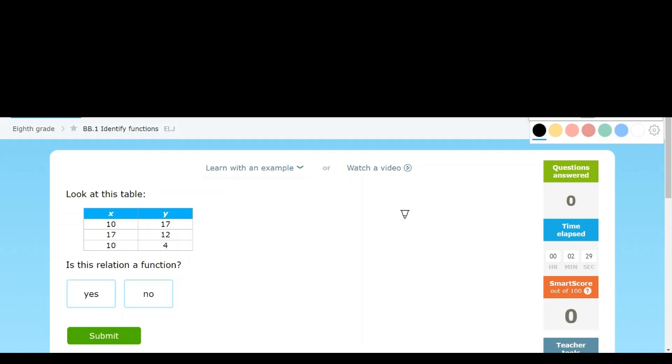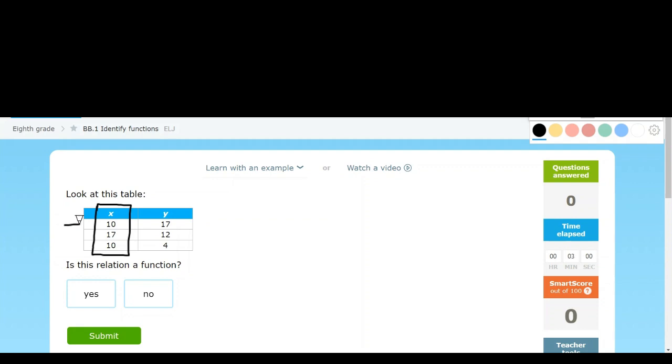Today, we're going to be talking about identifying functions. Sometimes you might be given a table like this and be asked, is this a function or not? Well, first, I want to bring your attention to the x values here. The x column. Let's ignore the y column for now. Let's just look at the x column. And I want you to ask yourselves, is there an x number that appears more than once here?